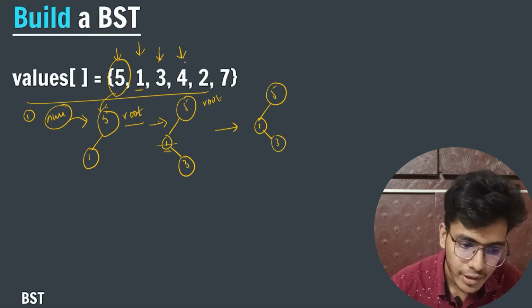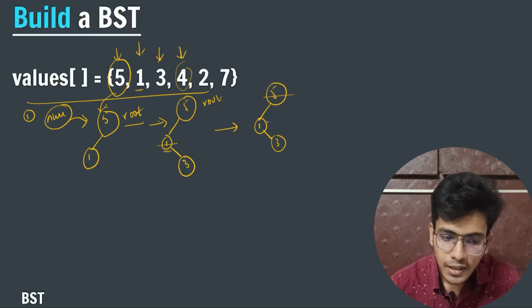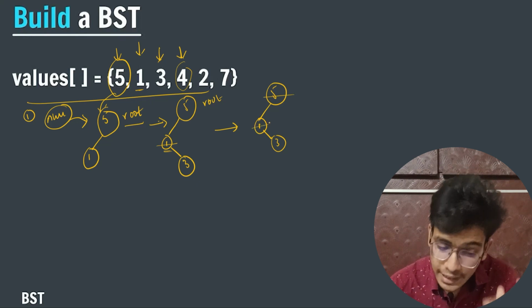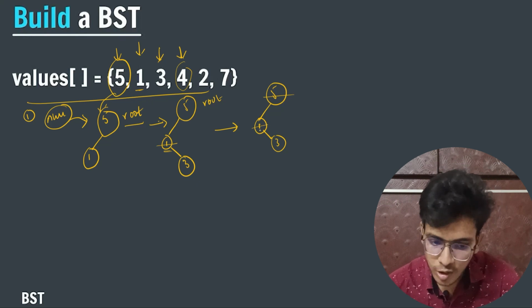Now here I have 4. 4 is less than my main root 5, and again it is greater than the value 1, which is my subroot. So I will come on the right side.